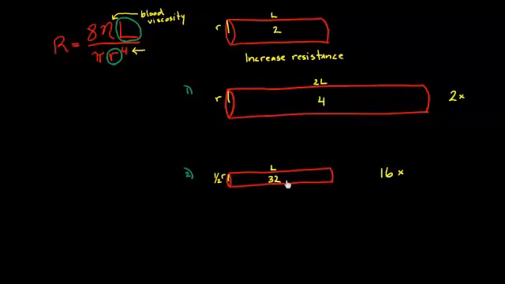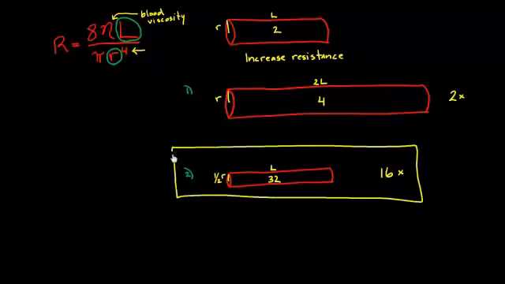So these are the 2 strategies, if you think of it that way, that a blood vessel can use to increase resistance. And of the 2, you can see that one of them is definitely more effective. Because it's raised to the 4th power, changing the radius is going to work much more effectively to raise resistance than changing the length.